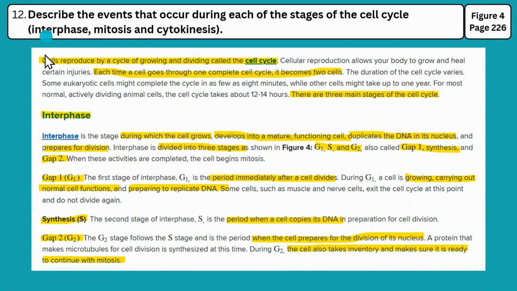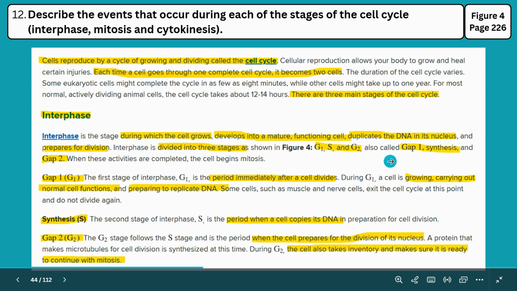Okay. Then here you see cells reproduce by a cycle of growing and dividing. This is called the cell cycle. Each time a cell goes through one complete cell cycle, it becomes two cells. It divides. After one cycle, it will divide into two.